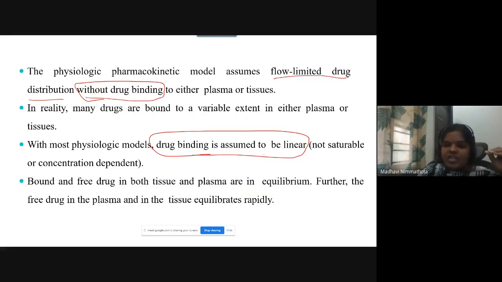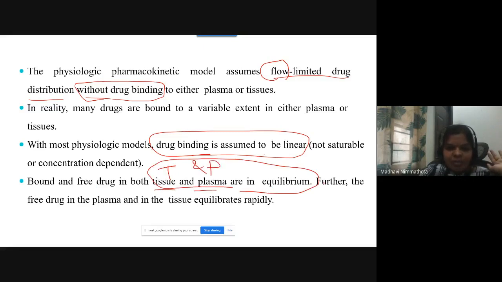It is taking the consideration into the flow, not the drug binding. But in general terms, many of the drugs will be bound to the various types of plasma proteins or ligands. So in that case the drug binding should be linear, you can assume like that. So bound and free drug in both tissue and plasma are in equilibrium. It is having tissue and plasma equilibrium. Further, the free drug in the plasma and the tissue equilibrates rapidly.